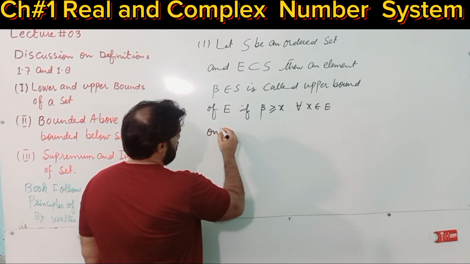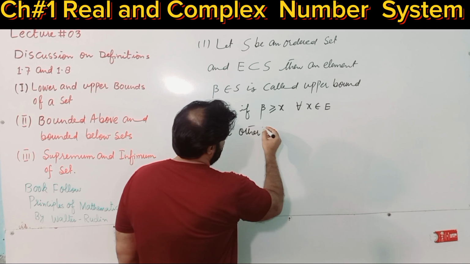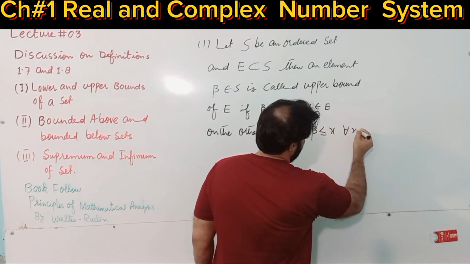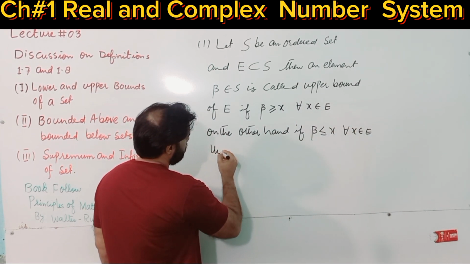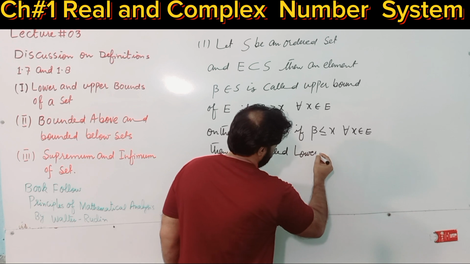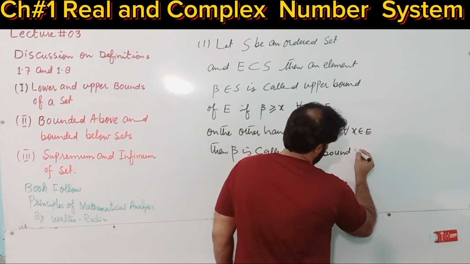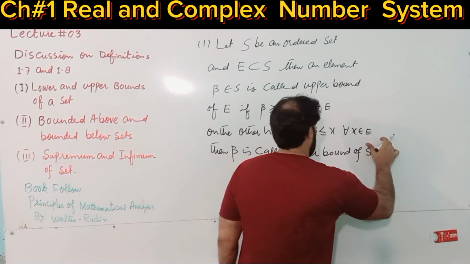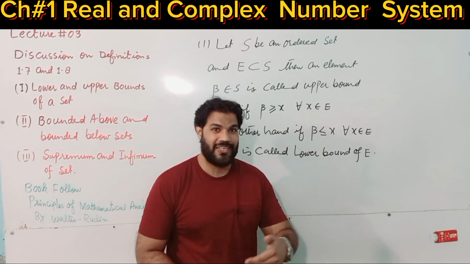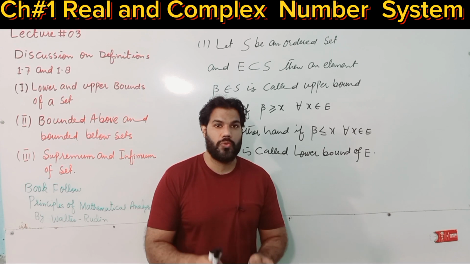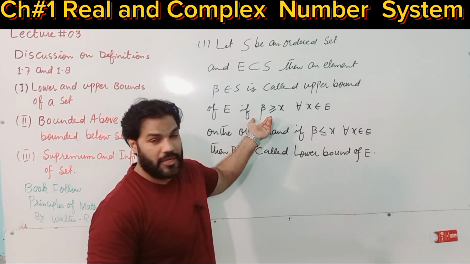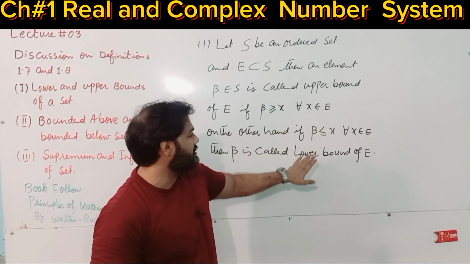On the other hand, if beta is less than or equal to x for all x belonging to E, then beta is called a lower bound of E. So an element is called an upper bound of a certain set E if it is greater than or equal to all elements of that set E. And if, on the other hand, element beta is less than or equal to all elements of set E, then beta is called a lower bound of E.